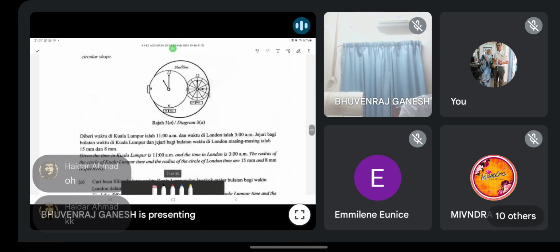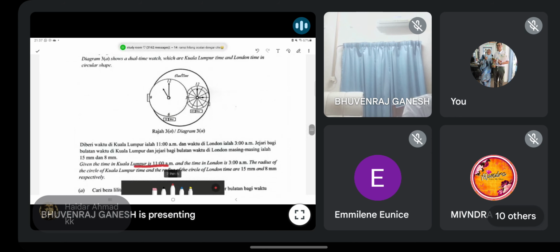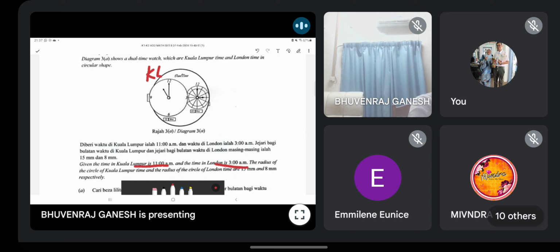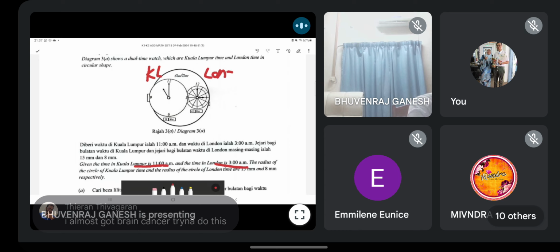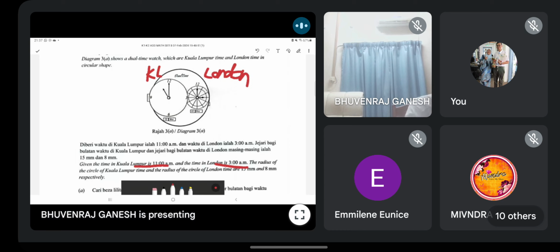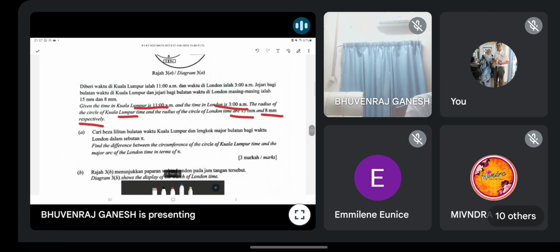So, wait, let me see. Okay, Kuala Lumpur, 11 a.m. Kuala Lumpur. Okay, so this is KL. This one is London. Okay, left KL, right London. Never mind, can do one. Okay, so first of all, KL radius 13, London radius 8. Okay, this is the information. So now we read the question. Difference in circumference. Major arc.